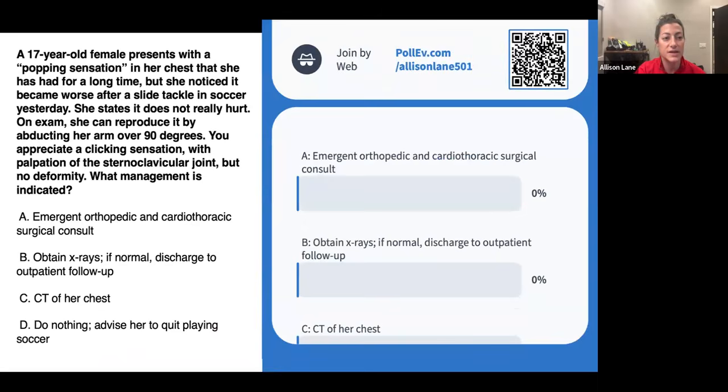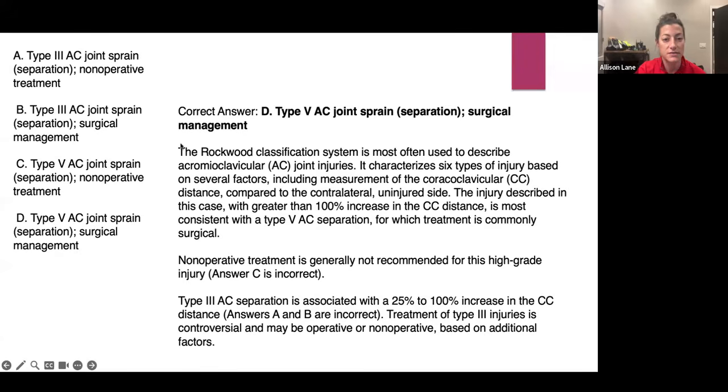Okay, now you have a 17-year-old. Sorry, guys, I'll get there.